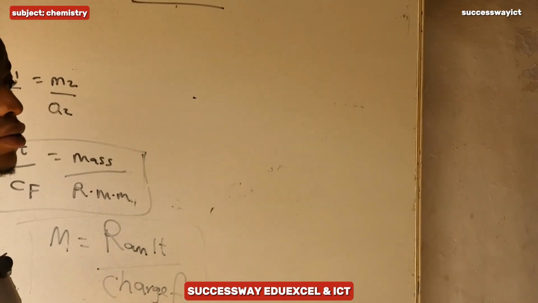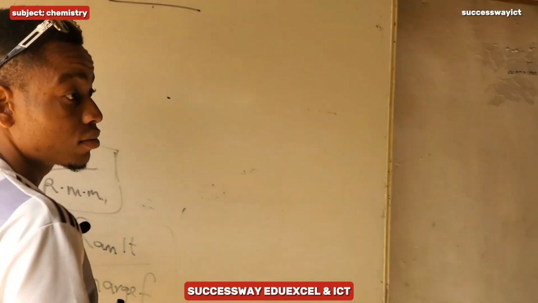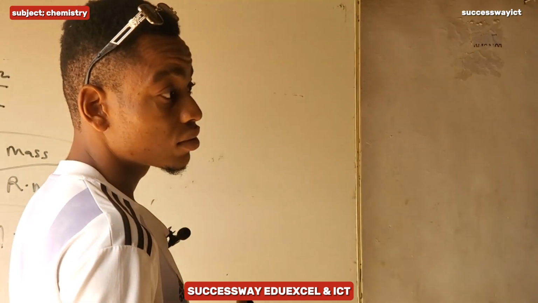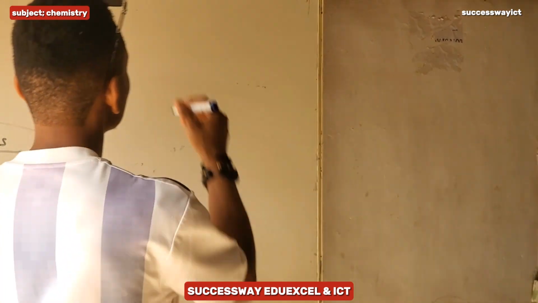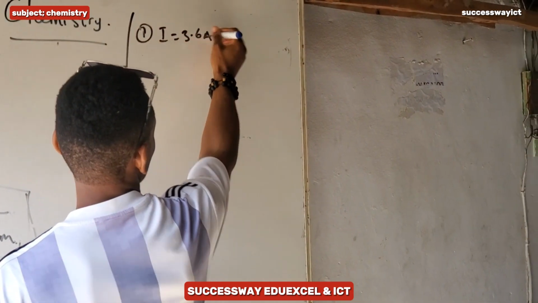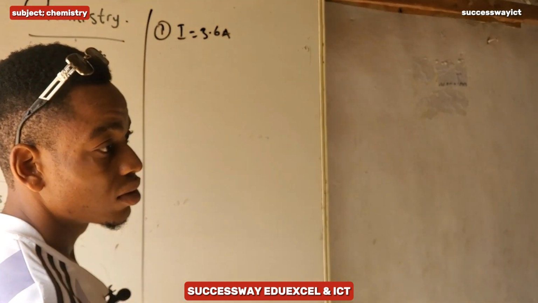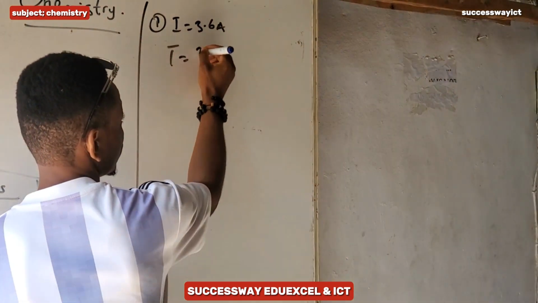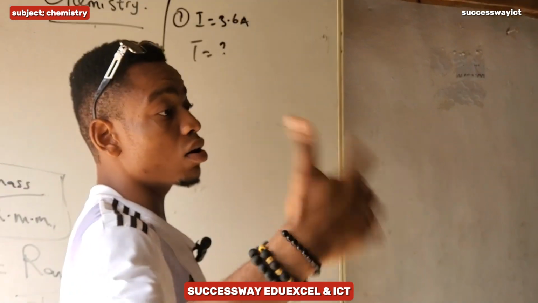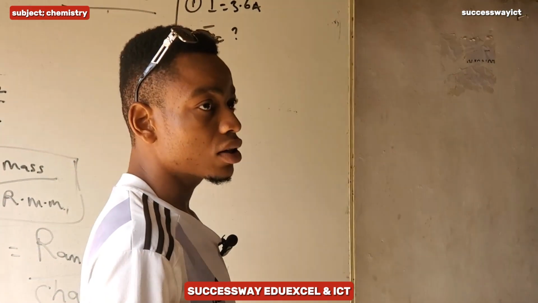If 5.4 grams of aluminium was deposited by a current of 3.6 amperes, it was allowed to flow for an unknown time through a molten salt. That aluminum undergoes a molten state, that's when it's being deposited. Okay, go on.